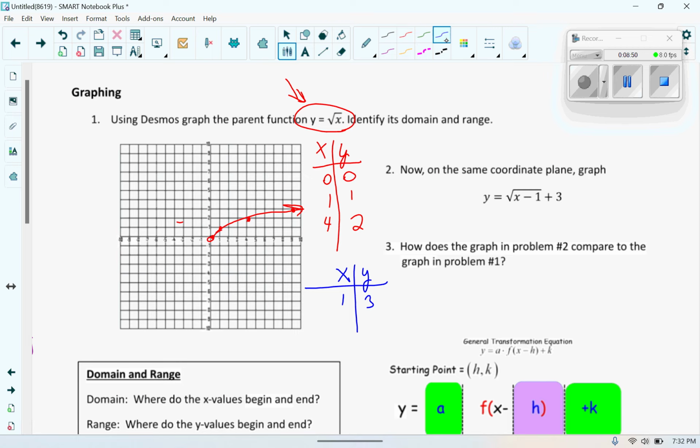I'm going to take this point and go over 1 and up 1, 2, 3. So I'm transforming it. How does this graph compare? This is where those transformations come into play. We're moving everything over 1 to the right and up 3. You could totally see this on Desmos, but just know that's what you're doing.